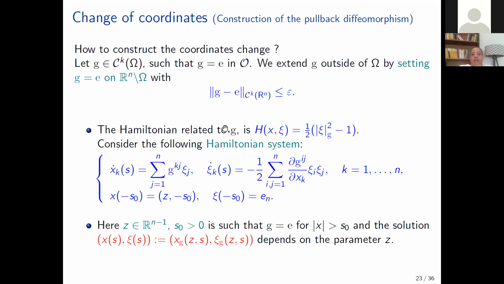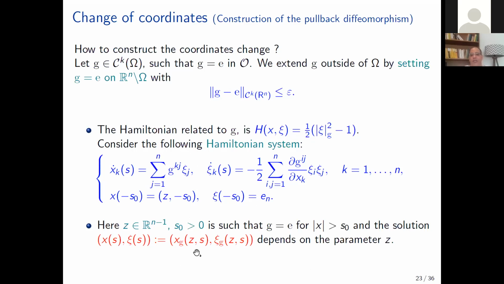Okay, then how do we construct the coordinate change, or the diffeomorphism psi? Let's consider G, which equals the Euclidean one near the boundary. Then we extend G outside the domain omega such that G is close enough to the Euclidean one. Then we consider the Hamiltonian system corresponding to this Hamiltonian function. Then x dot, the derivative of x with respect to the variable s, equals this term. This is a classical Hamiltonian system. By this smallness condition on G, we can prove that we have a global solution of this Hamiltonian system, which is a pair x and xi.